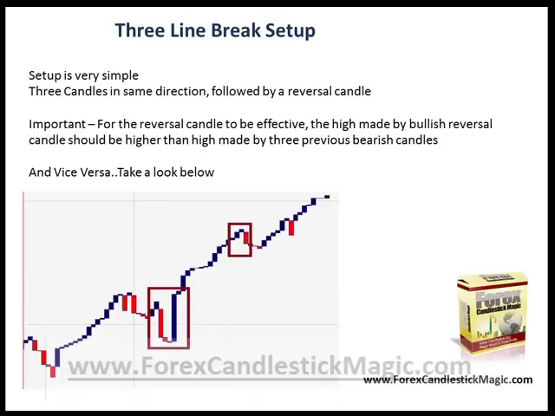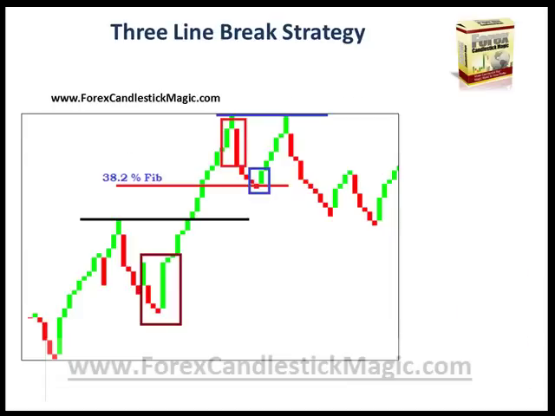So now let's take a look at the strategy that you can use with the three-line break setup. I have shown an example. If you look here, these are three bearish candles followed by a bullish candle which is higher than the range. And the same way here, this is a bearish candle whose low is lower than the range set up by these three candles. This is an important resistance line, and this is an important support line. If you look at this particular range starting from here to here, this is a 38.2 Fibonacci level.